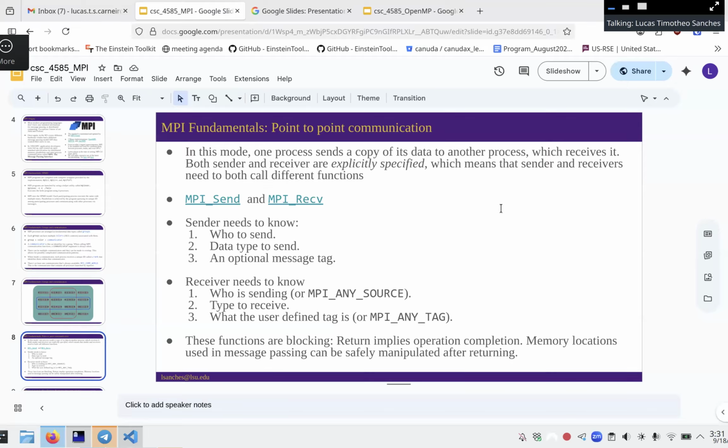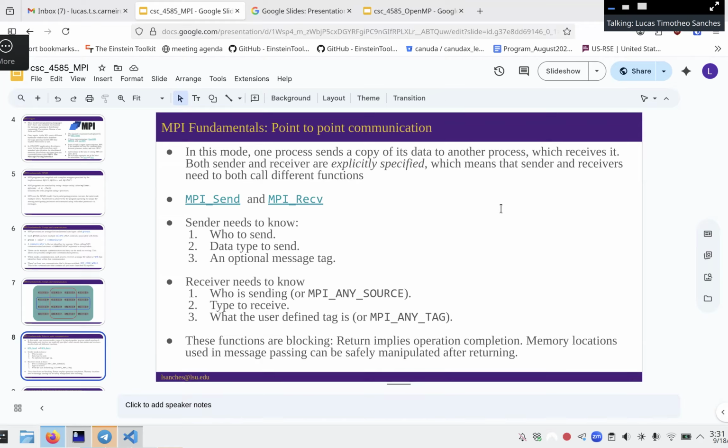Point-to-point communication, as the name implies, is when you have one process directly send a message to another process, which directly receives it. You have two participating processes in point-to-point communication. You have an origin point and a vanishing point. And this is very important: in point-to-point communication, both the sender and the receiver process have to do something, okay?